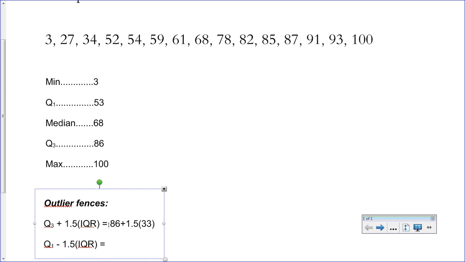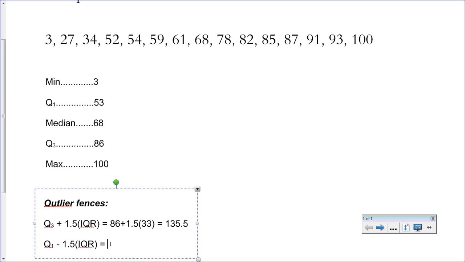And here, that's 33. So I'm going to do that calculation and figure out where the outliers would be, if there are any, on the upper end of this data. The fence here comes up to 135.5. If there were any data values that were 135.5 or higher, we would consider those outliers. That's where the fence is for the upper end of this data.